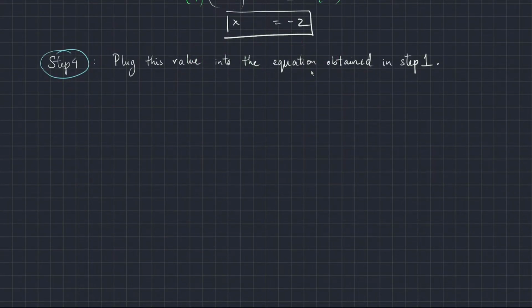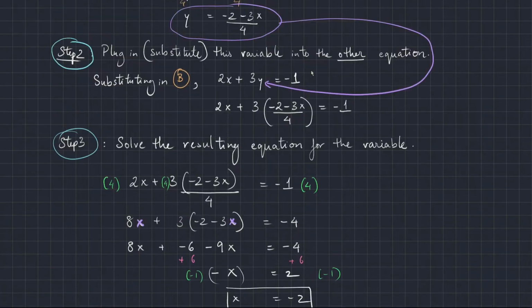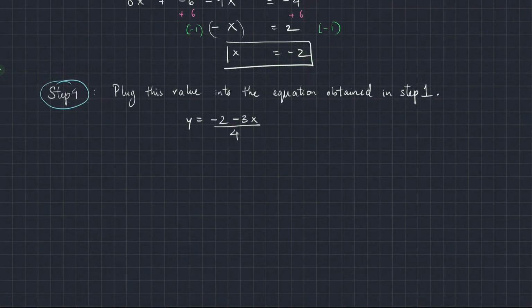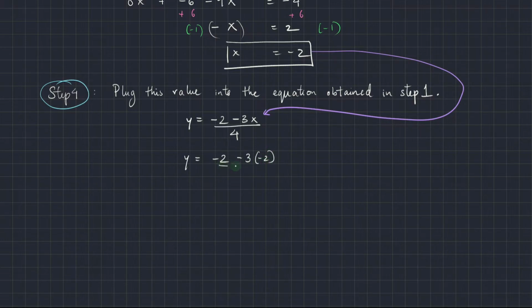Okay, so what is the equation obtained in step 1? That is y equals (negative 2 minus 3x) over 4. And we're going to plug in our x value of negative 2 into this x. This is simply going to give us the value of y. So we have y equals (negative 2 minus 3 times negative 2) over 4, which is simply y equals (negative 2 plus 6) over 4, which gives us 4 over 4, which is equal to 1.